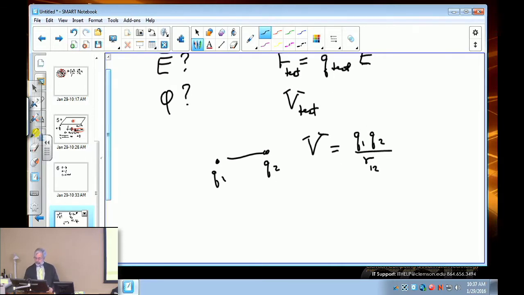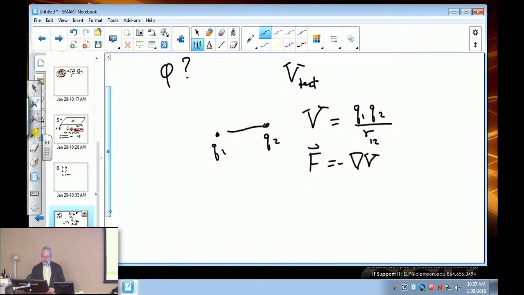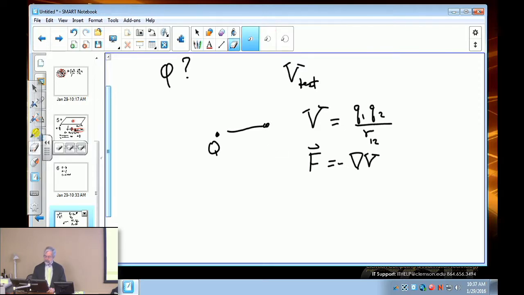Let's go back here. Remember that the force is the negative gradient of the potential energy. And so let's consider that we have a charge Q here, and then we have a charge on a test body. This is Q test.